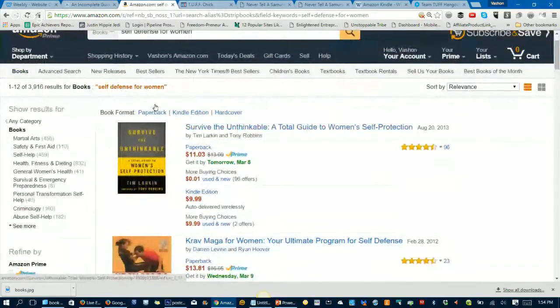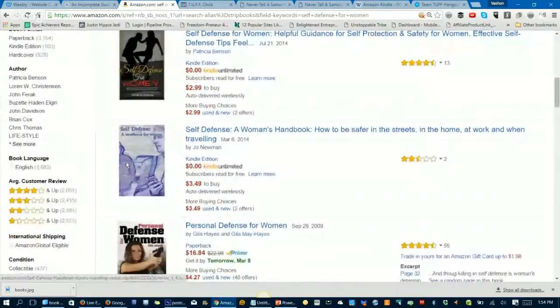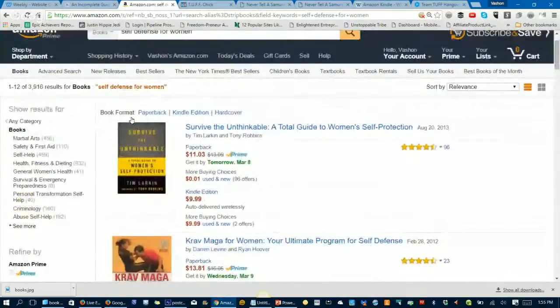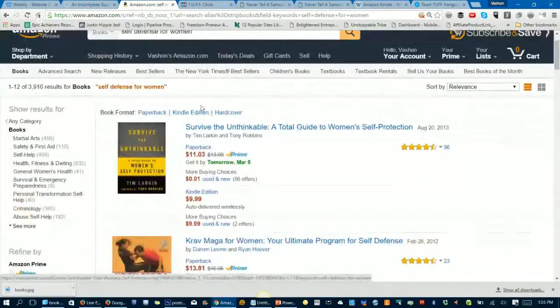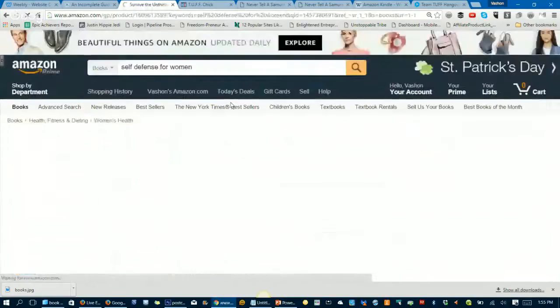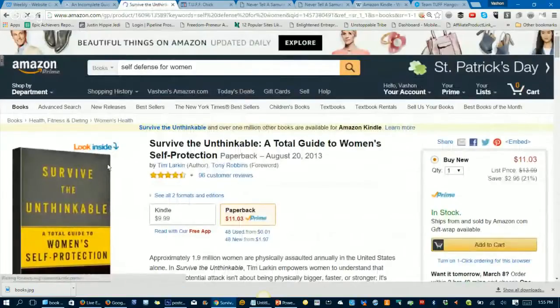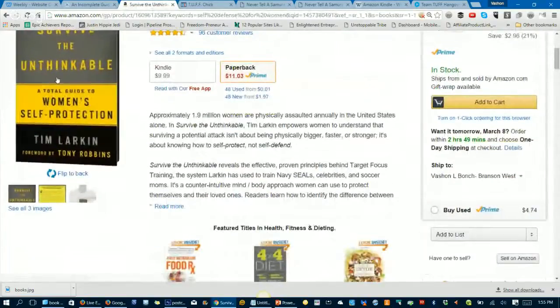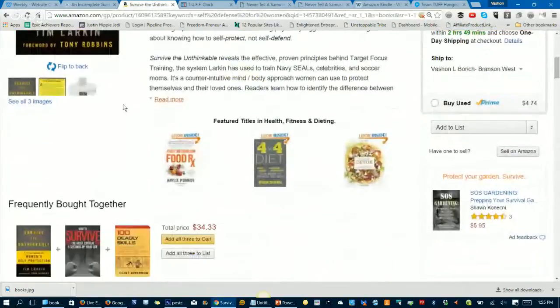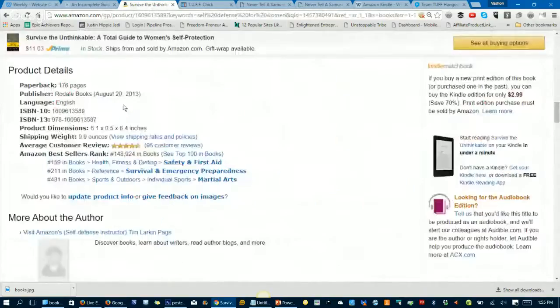So I'm going to click on the titles for the top 3 to 5 books that are here. So let's go to this one, Survive the Unthinkable, Women's Self-Protection. Let's click on this title. And then we're going to scroll down. Once you get to the page that has the book, scroll on down until you get to the product details. Okay. When you get to the product details, you're going to look and see their Amazon sellers rank. Okay. This tells you how many times this book has been downloaded.